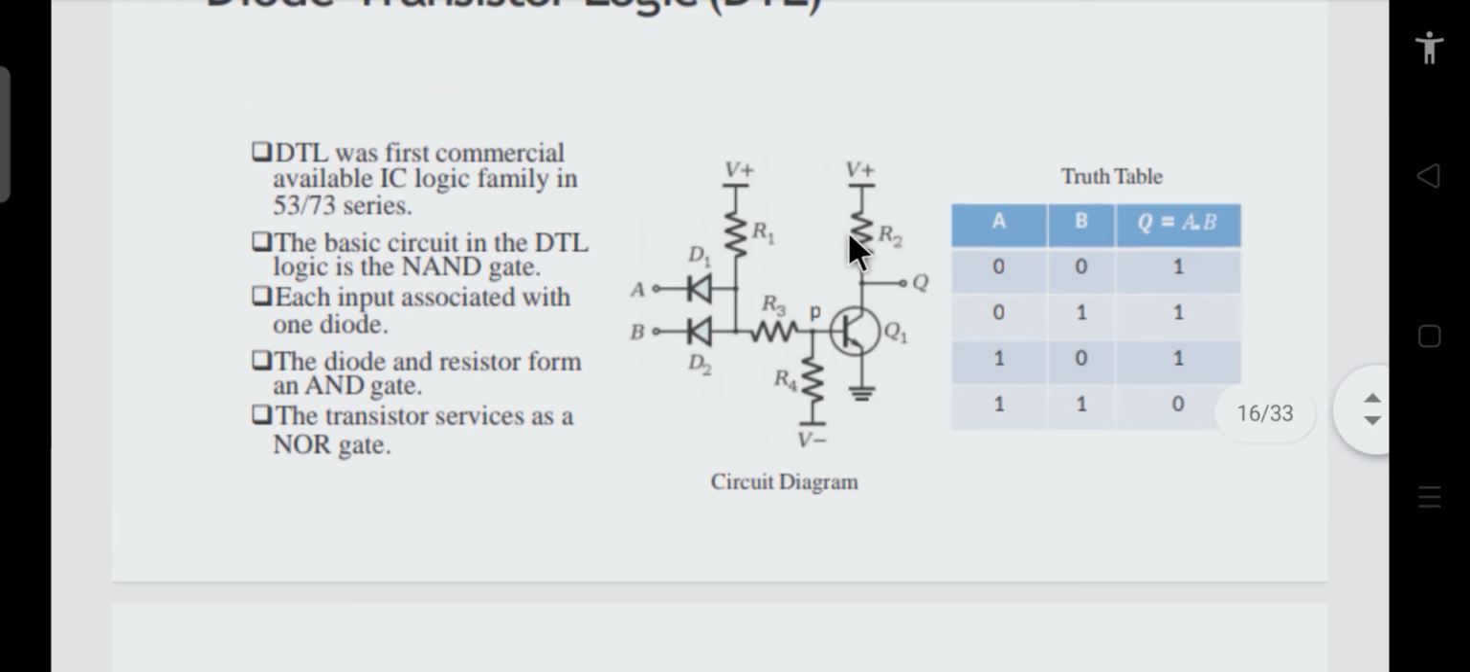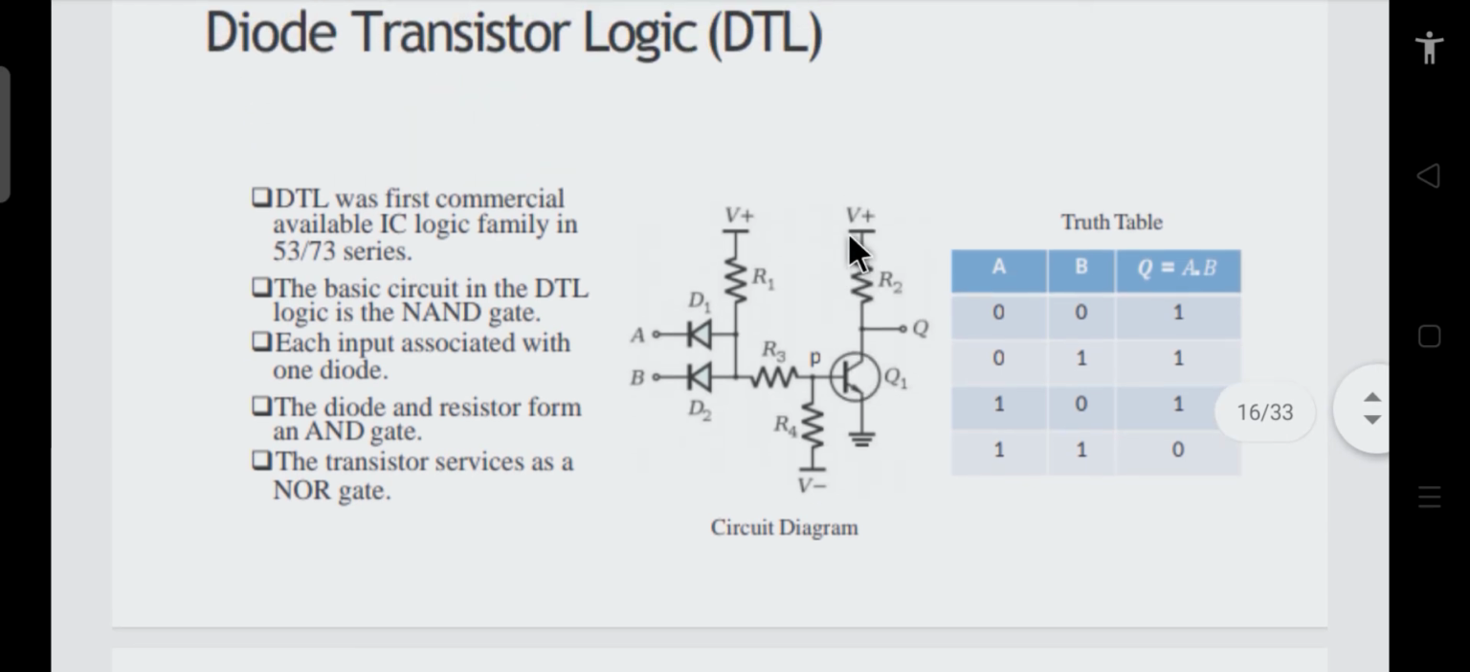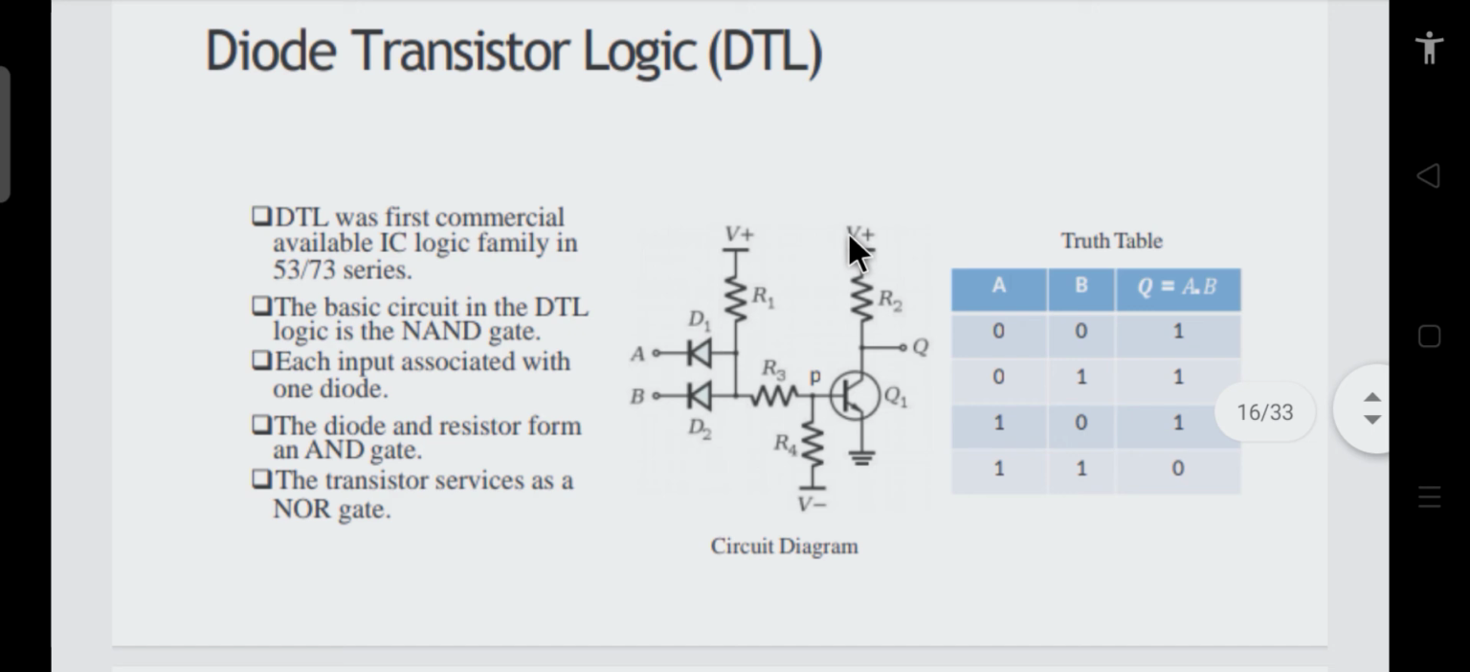Now let us move to another logic family, which is DTL, the diode transistor logic family. To realize the basic gate with the help of this diode transistor logic family, we connect the circuit in this way. Diode transistor logic basically gives you the NAND logic. So the basic logic with DTL is NAND logic.